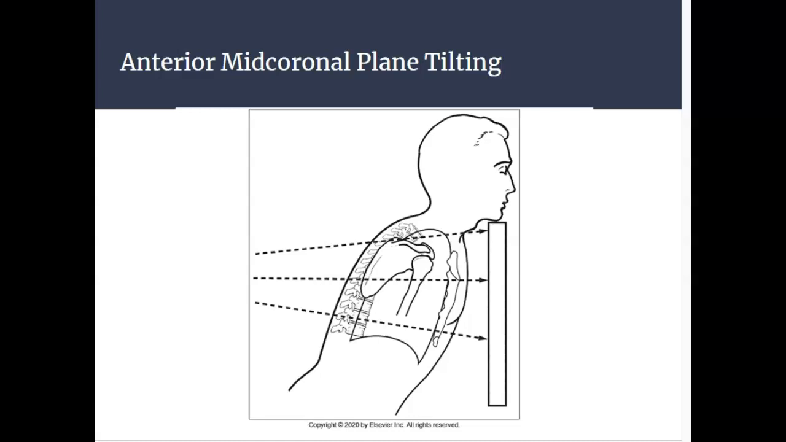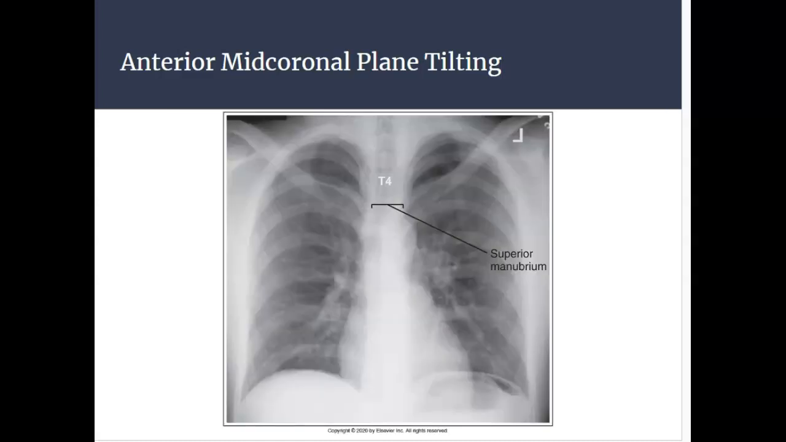This will demonstrate a foreshortening in the lungs and heart. The manubrium will be situated at the level of the fifth thoracic vertebra or lower, and the apices will be demonstrated well above the clavicles, as you can see in this projection.